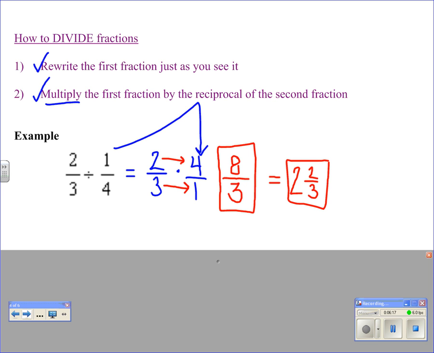This is how you add, subtract, multiply, and divide fractions.